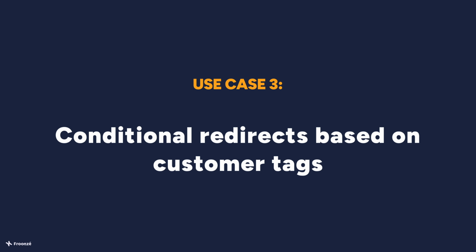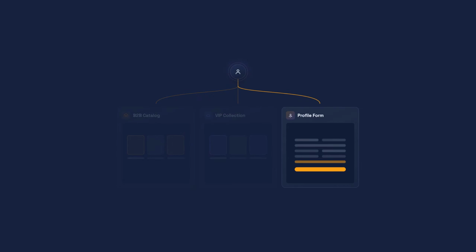Now, for sending different customers to different places, for example, sending wholesale customers to a B2B catalog, VIPs to a gated collection, and first-time customers to a profile form. Here's the problem. You can't put that logic directly on the sign-in link. At the moment a customer clicks sign in, they are not signed in yet, so Shopify has no idea who they are, and the customer object in Liquid is empty, so there's nothing to check.